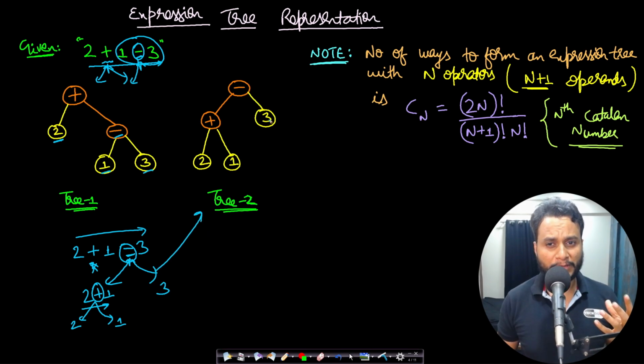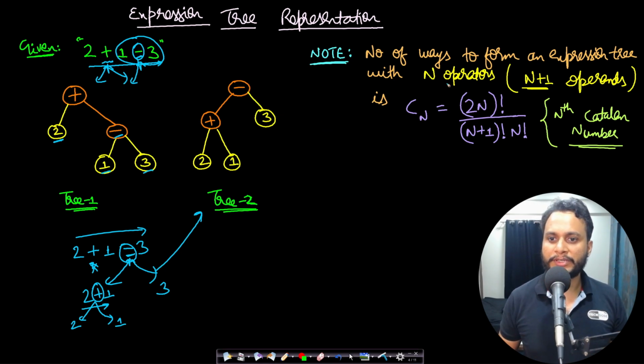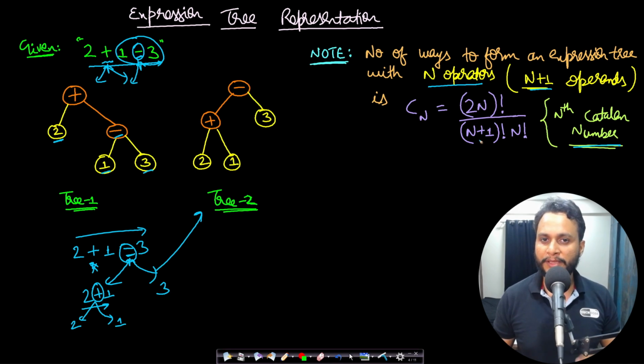Okay. Now if you are wondering in how many ways we can form the expression tree with n operators and definitely n plus 1 operands, it is equivalent to the Catalan number, that means the nth Catalan number, 2n factorial divided by (n plus 1) factorial times n factorial. I already have a video on Catalan number. You can click on the I button to go and see how to calculate the Catalan number.